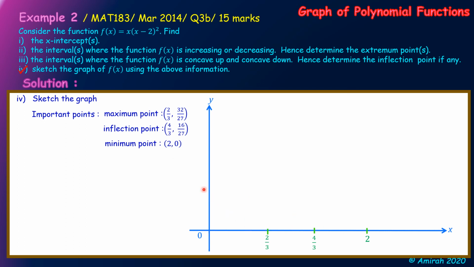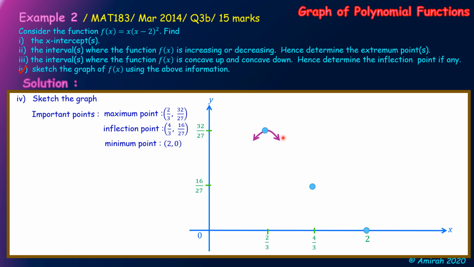And we point out the coordinates of y: 0, 16/27, and 32/27. Then we point out the coordinate of the maximum point, (2/3, 32/27). And then we point out the coordinate of the inflection point, (4/3, 16/27). And we point out the coordinate of the minimum point, (2, 0).